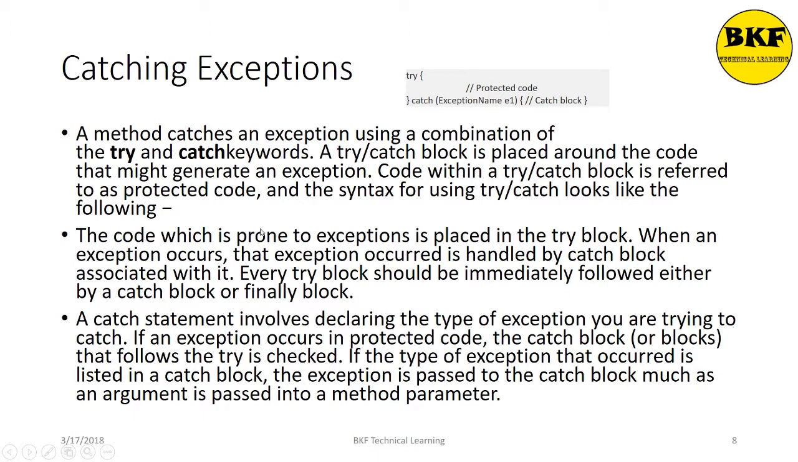The code which is prone to exceptions is placed in the try block. When an exception occurs, that exception is handled by the catch block associated with it. Every try block should be immediately followed either by a catch block or by a finally block. A catch statement involves declaring the type of exception you're trying to catch. If an exception occurs in protected code, the catch block or blocks that follow the try are checked. If the type of exception that occurred is listed in a catch block, the exception is passed to the catch block much as an argument is passed into a method parameter.